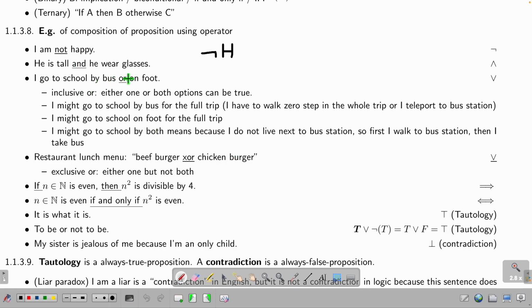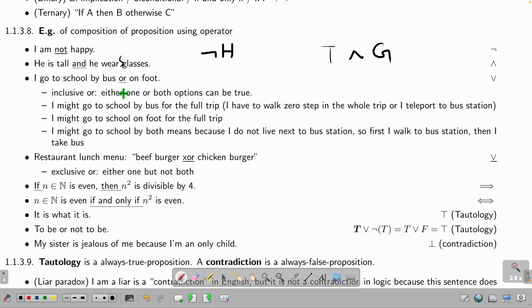He is tall and he wears glasses. Okay, I just said T means he is tall. He wears glasses. Okay, this should be S, but anyway, so G. So he is tall and he wears glasses. It's like this. So this represents AND. And now this one, you see so many things. This is a funny one.